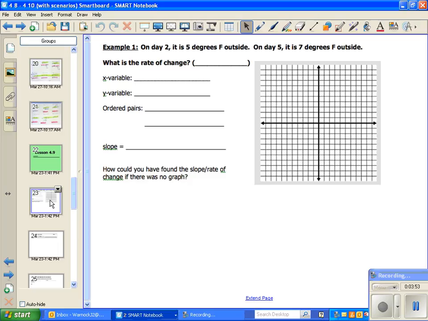Okay, so what am I asking for if I'm asking for the rate of change? Jake, right, I'm asking you to figure out what the slope is. Okay, so write slope in the blank. Okay, in the problem, what's the x and y variable? Nicole? Days and? Good, degrees is the y variable.